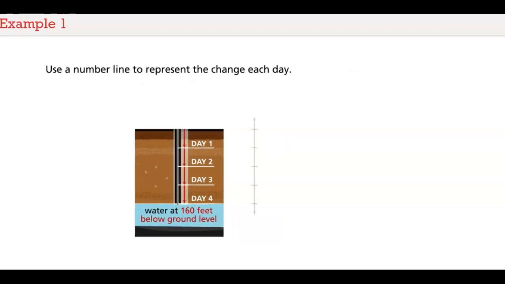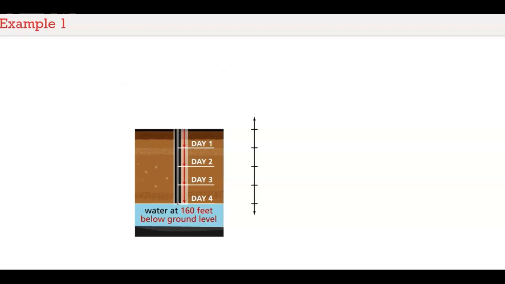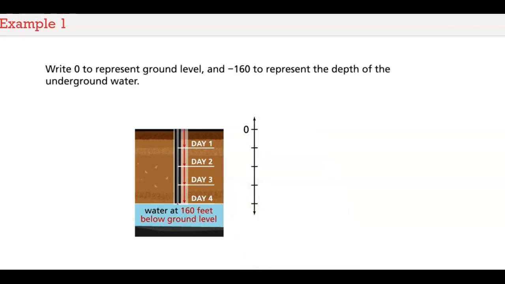You can use a number line to represent the progress made each day. The water is 160 feet below ground level. What numbers can be added to the number line to represent progress of the drill? Write 0 to represent ground level, and negative 160 to represent the depth of the underground water.